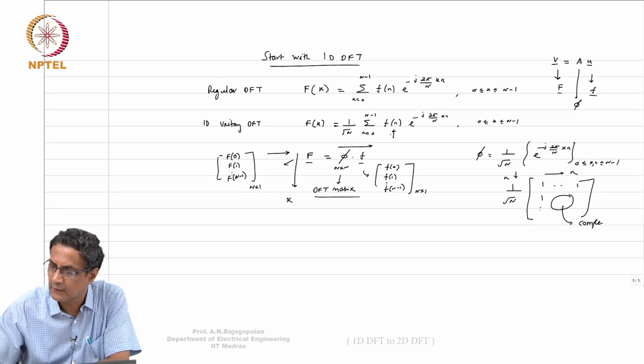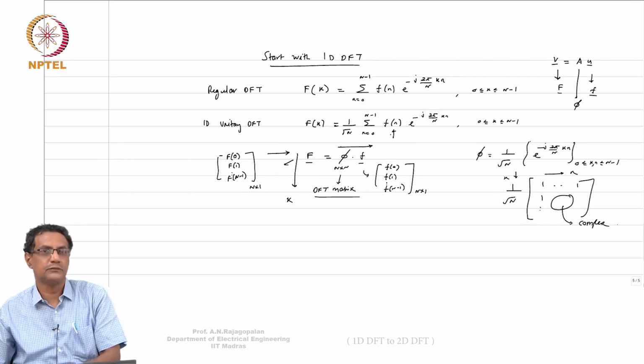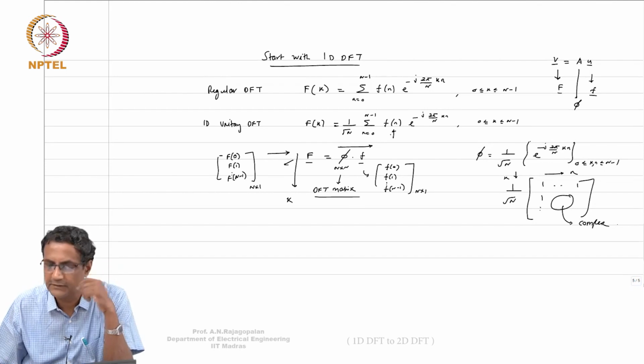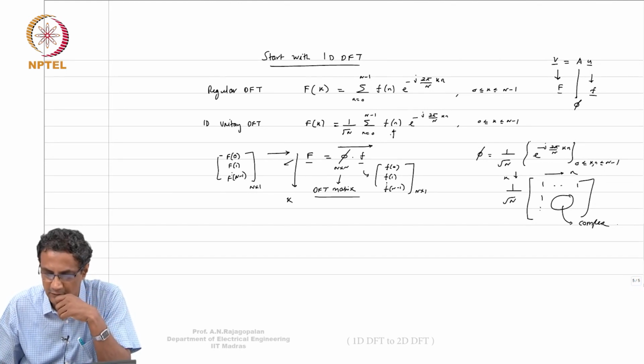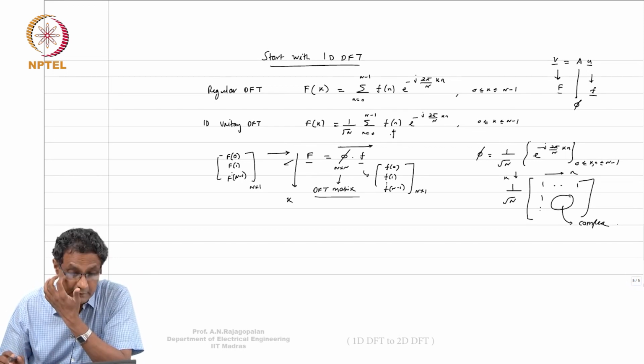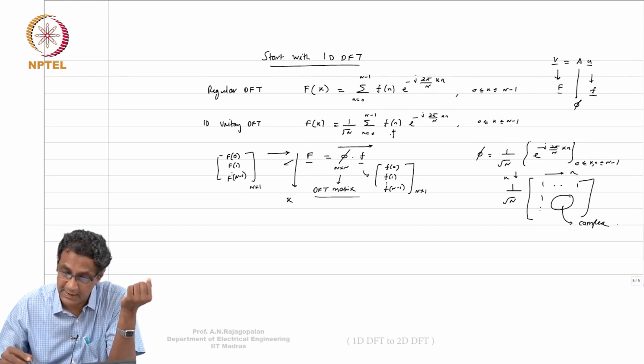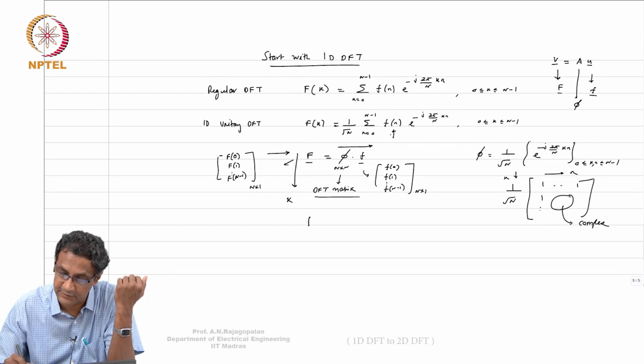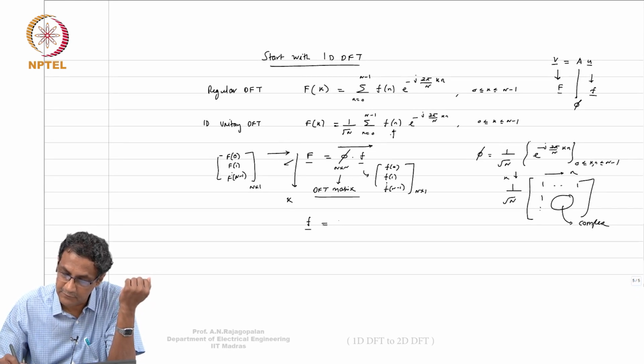These entries are typically complex, unless you take that 2 cross 2 like we did yesterday, which was real. But in general these entries are all complex, and therefore, similar to the case that we had, we should be able to invert this and say that f is phi Hermitian F.